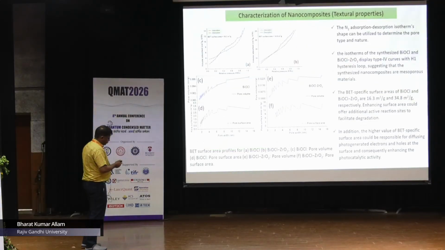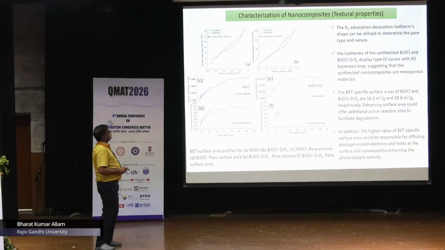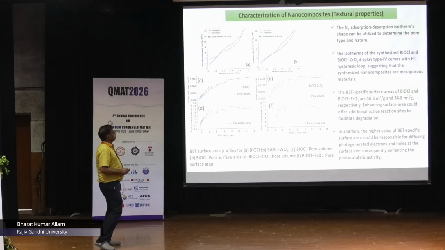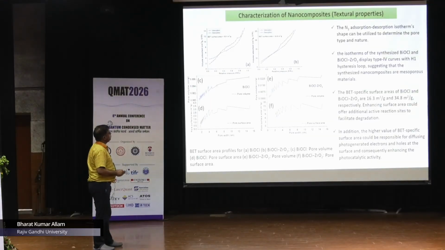After that we have studied the pore type and pore nature of our prepared nanocomposite using the BET isotherms. From the BET isotherms, what we find is that our prepared nanocomposite exhibits type 4 curves by the IUPAC classification, with an H1 hysteresis loop, as you can see.